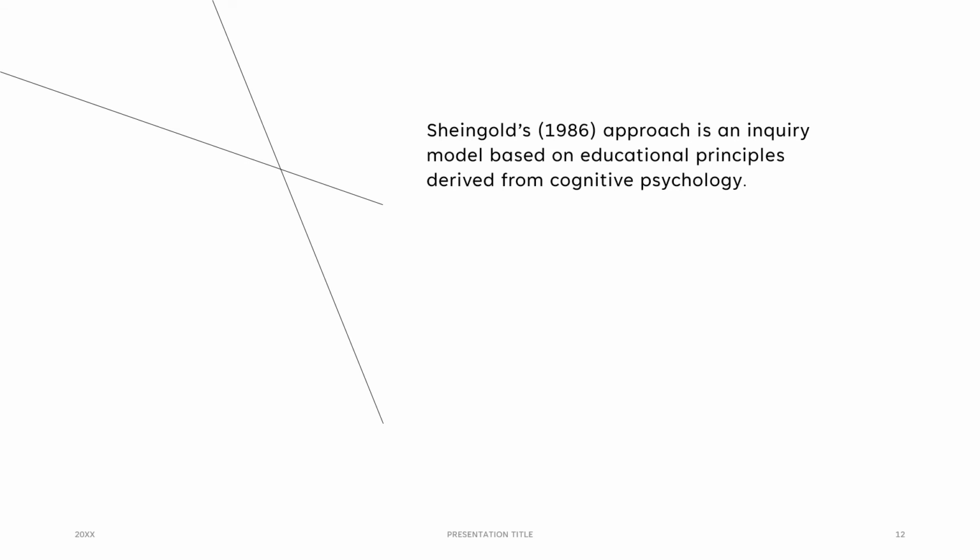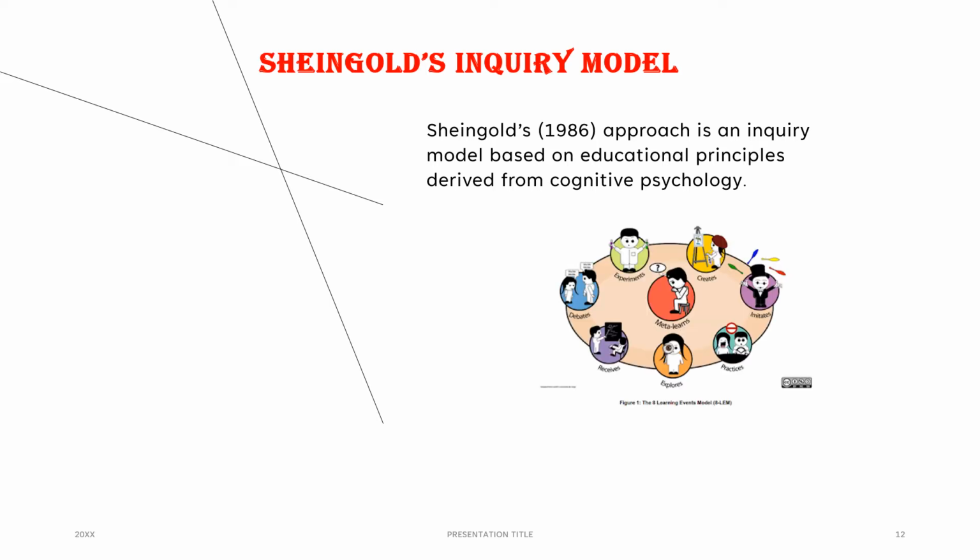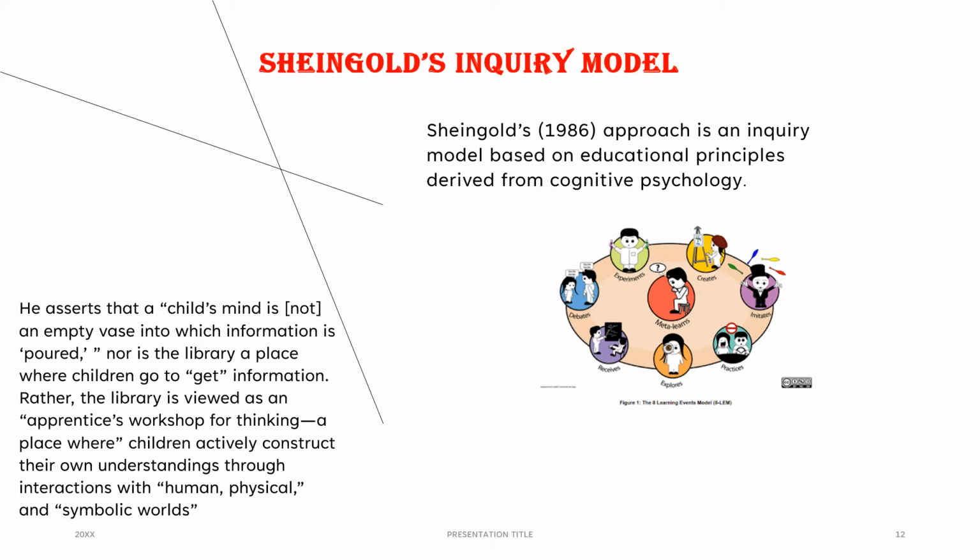Harada's 1986 approach is an inquiry model based on educational principles derived from cognitive psychology. As such, it places the learner at the center of instructional interest and makes thinking the central outcome. Especially, it asserts that a child's mind is not an empty vessel into which information is poured, nor is the library a place where children go to get information. Rather, the library is viewed as an apprentice's workshop for thinking, a place where children actively construct their own understanding through interaction with human, physical, and symbolic worlds.